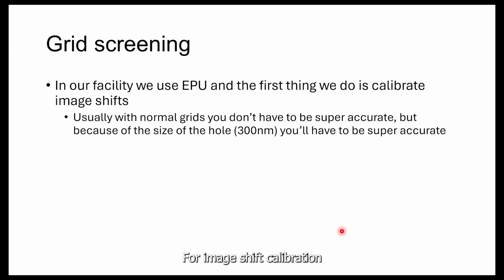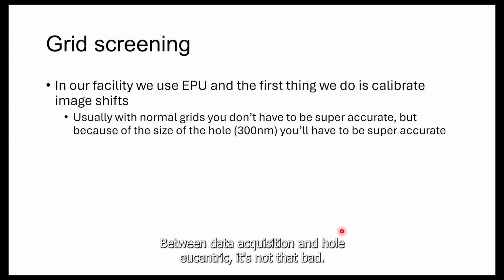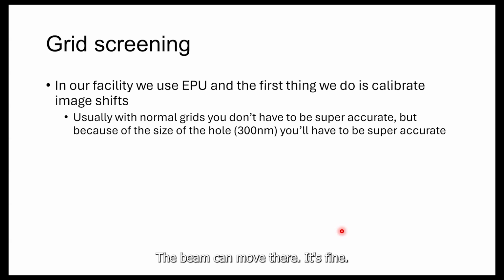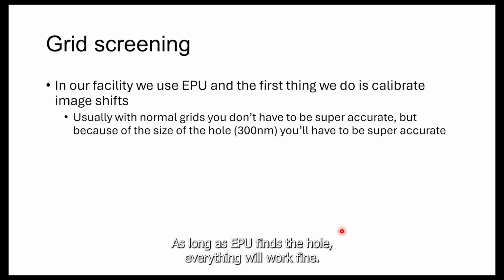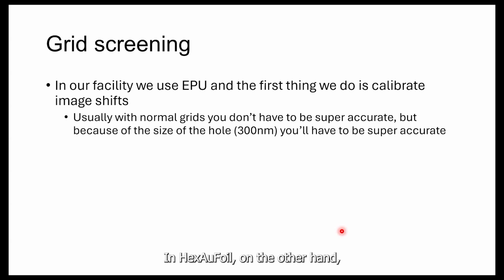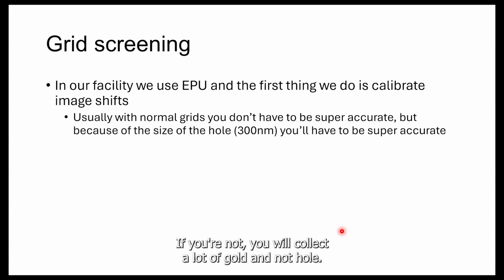For image shift calibration for HexAuFoil, it's a bit different than normal grids. In normal grids, you don't have to be super accurate. If you're up to half a hole away between data acquisition and eucentric, it's not that bad. The beam can move there, it's fine. As long as EPU finds the hole, everything will work fine. In HexAuFoil, on the other hand, your hole is so small, you have 300 nanometer holes, you have to be very, very accurate. If you're not, you'll collect a lot of gold and not holes.